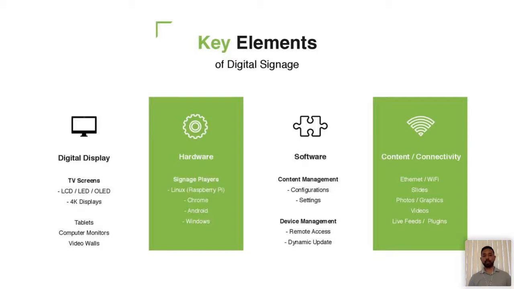You can do that by remote accessing it and making changes dynamically. And the final thing is you need connectivity. So you need to update the content, right? To update those contents, you need an internet connection, like either Ethernet or Wi-Fi. The main question comes in: what happens if this internet or Wi-Fi goes off? The signage players will remember the last configuration that you deployed on the device.